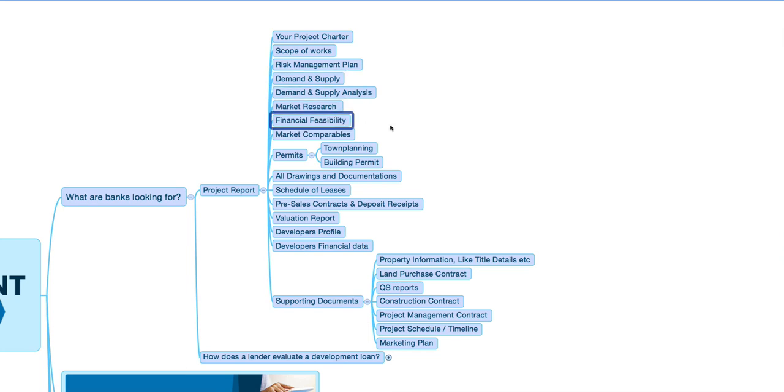Financial feasibility, most important. They will always ask for it. You will have to back up the assumptions you've made in your financial feasibility, and we've discussed that. We've discussed financial feasibility in a lot of detail in the previous module. If you print out the input sheet and the summary sheet from the financial feasibility software that you've got, you should be able to put together a very impressive project report.